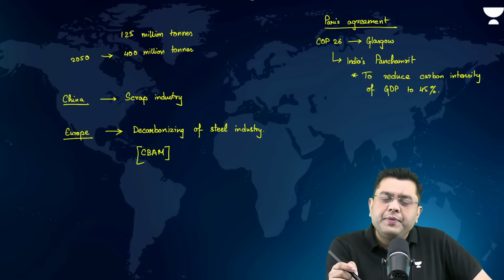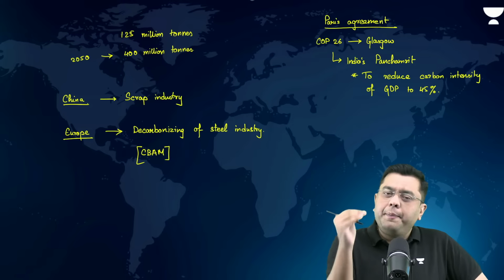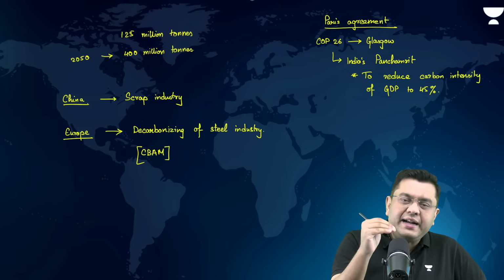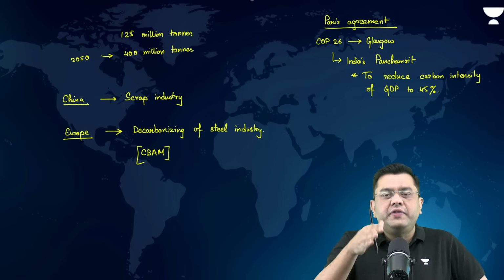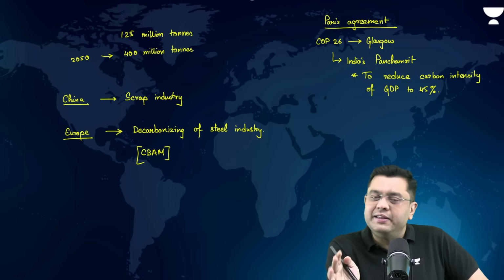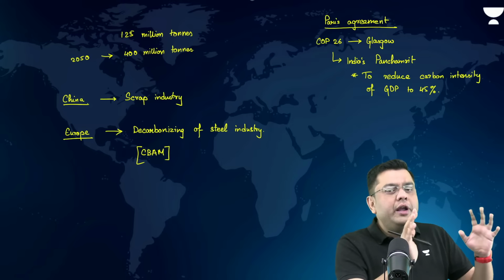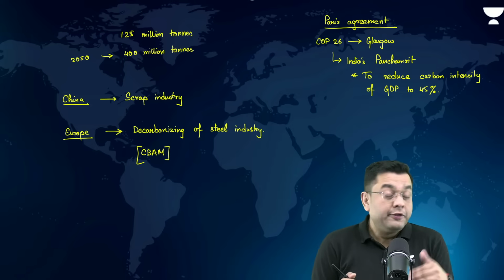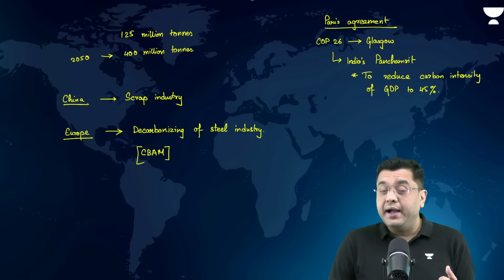So when we talk about Europe, Europe has industry standards that it has set: you cannot emit more than this in the production process. You cannot emit more carbon dioxide than this in the production process. So they are following environmental regulation. So obviously the cost of production can be higher.